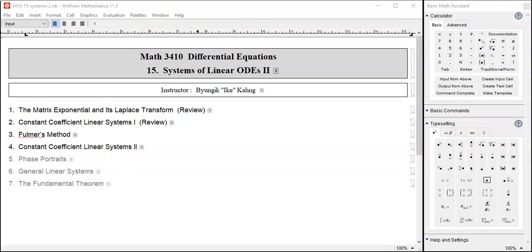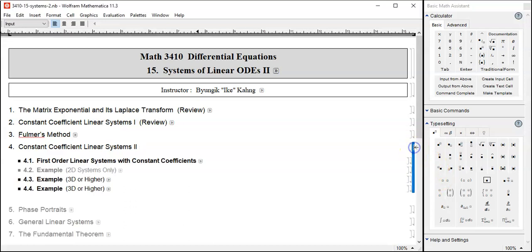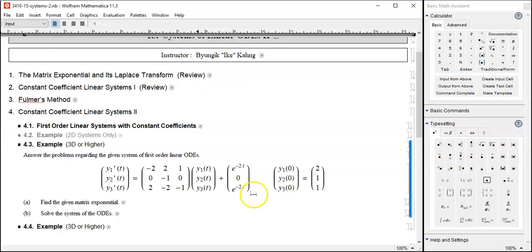Hello students, welcome back. Let's go to section 2 of this notebook, Constant Coefficient Linear Systems 2. This is a continuation from section 2, and we're going to concentrate upon the application of Fulmer's method. I'm talking about these examples in particular.